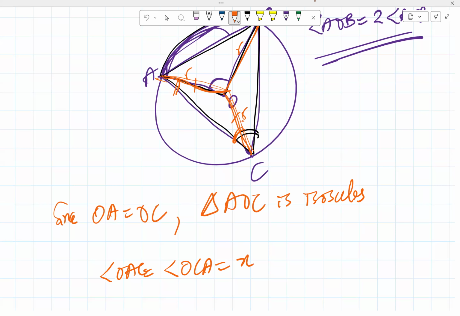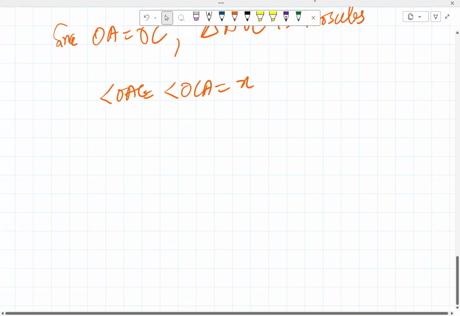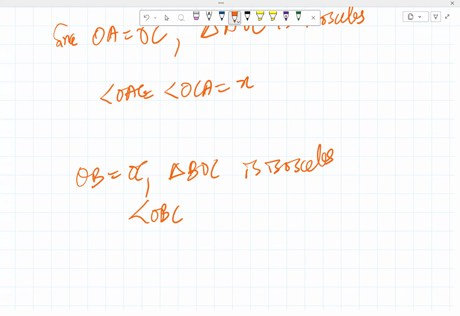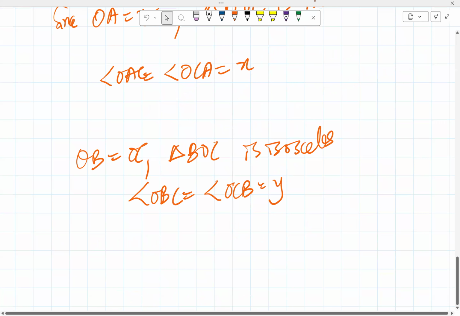In the same way, since OB is also equal to OC, we can have the same idea, right? So also OB is equal to OC, and that means that triangle BOC is isosceles. Triangle BOC is isosceles, and then we say angle OBC is equal to angle OCB, and that is equal to y. So angle OBC is equal to angle OCB, same here, all right? And we say that is equal to y.